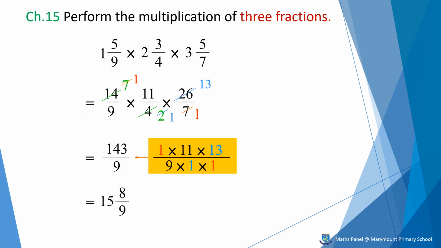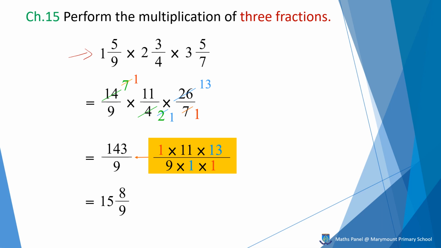This example shows how to perform the multiplication of three mixed numbers. Always remember you have to change all the mixed numbers into improper fractions first. So for this question, change into 14 over 9 times 11 over 4 times 26 over 7, and then check whether some fractions can be reduced.